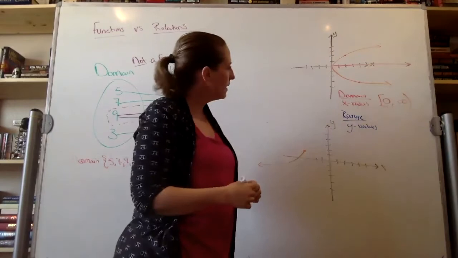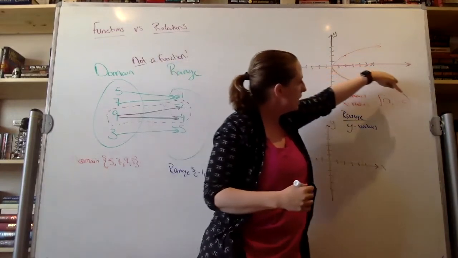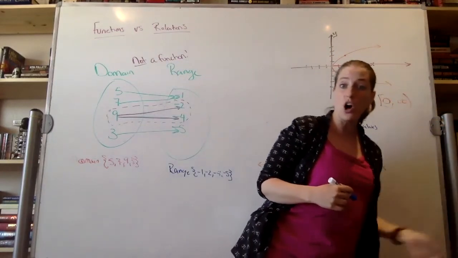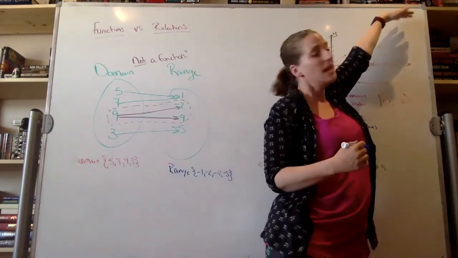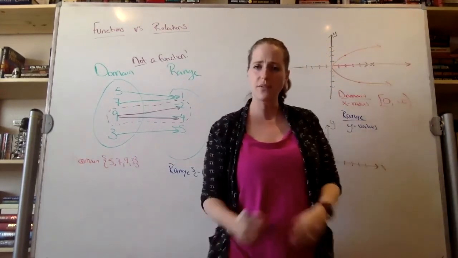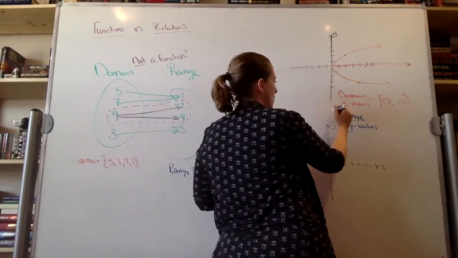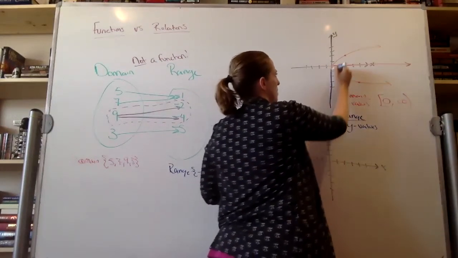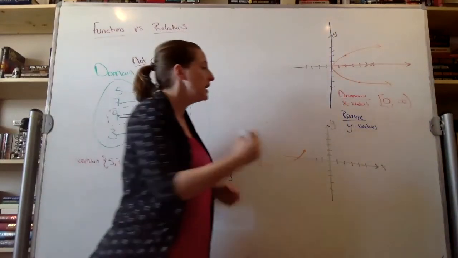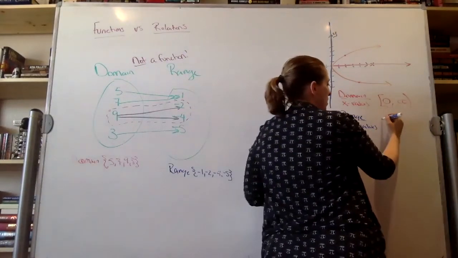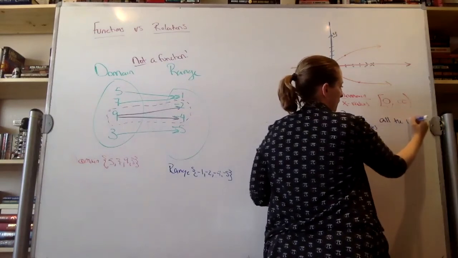What does that mean? Well, that means eventually this piece is going to go down, and it'll eventually cover all of the negative y values. This piece will keep getting bigger and taller and taller. It'll eventually cover all of the positive y values. So it seems like our range is just going to be everything. Eventually, every y value is going to be covered in that graph. So our range is all the numbers.